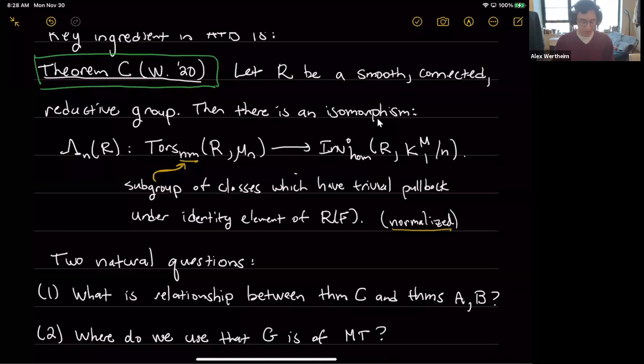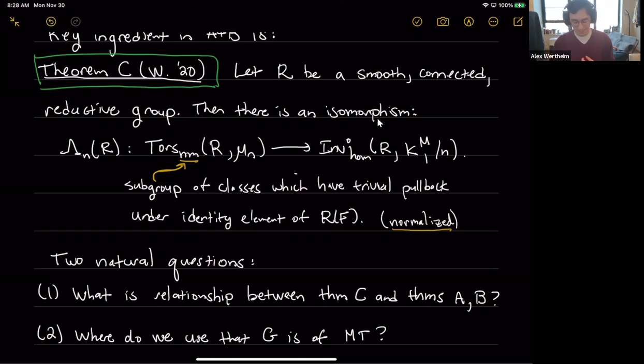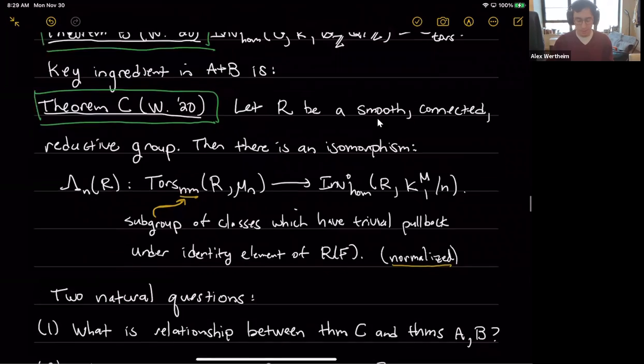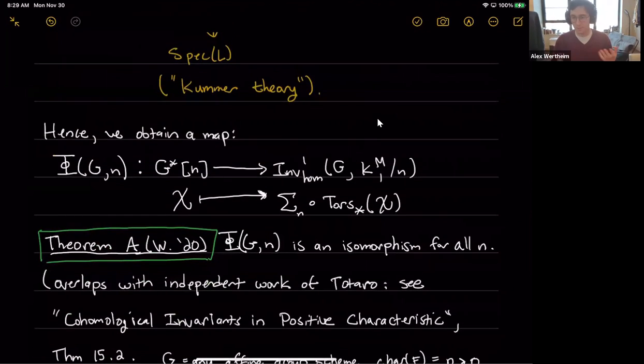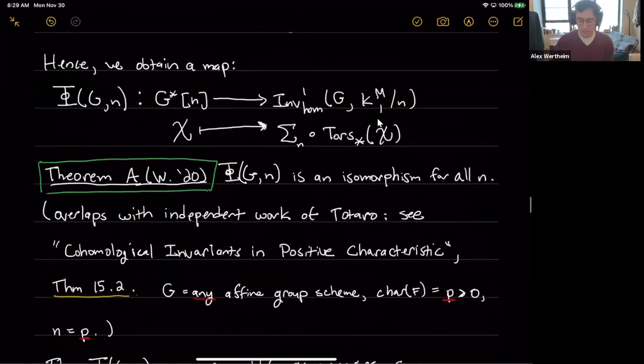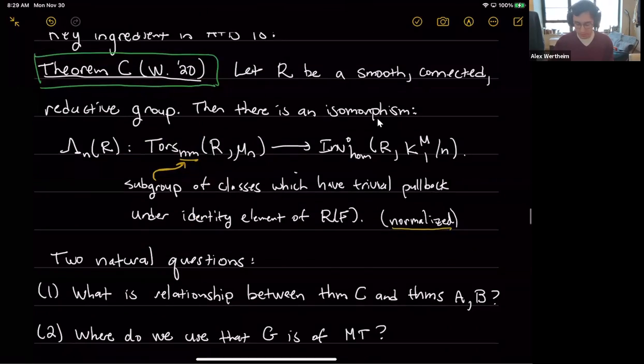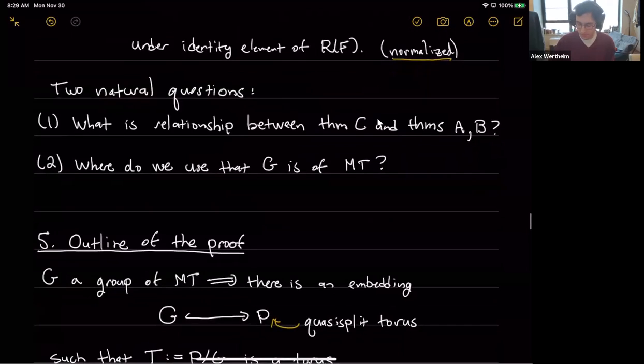And another question is where should one use in the proof that G be of multiplicative type? Because in principle, this map phi Gn, which I introduced earlier, didn't use anything special about properties of G. So one could define this map for any group scheme, and it should be indicated where one needs that G be of multiplicative type in the proof. And so I'll try my best for the remaining two sections to address myself to these two questions.